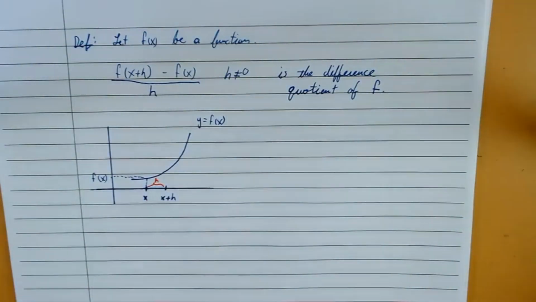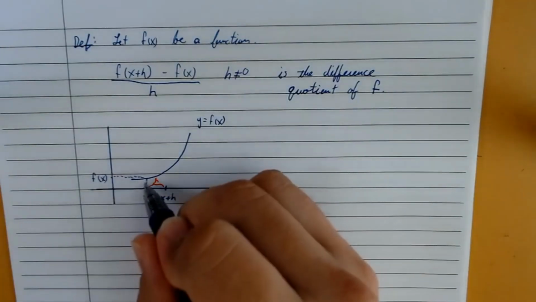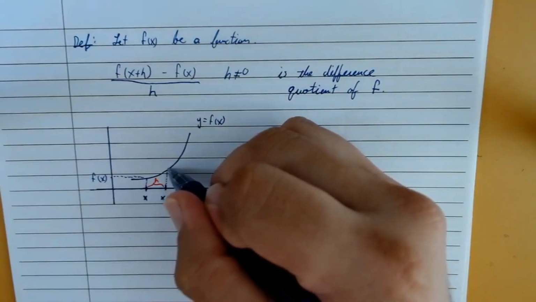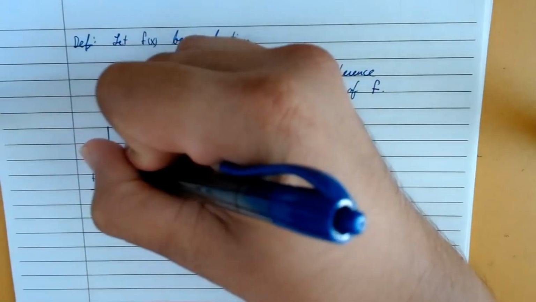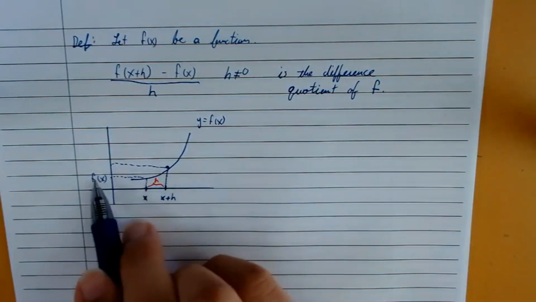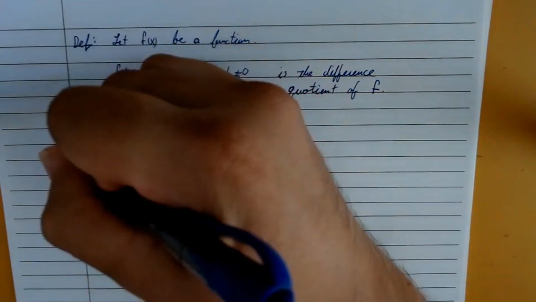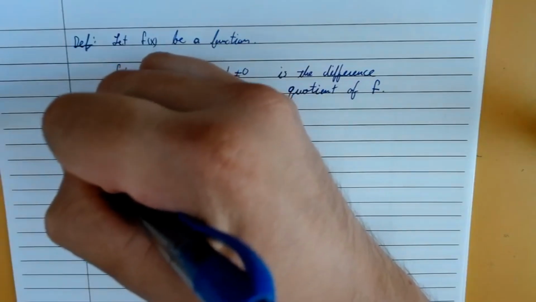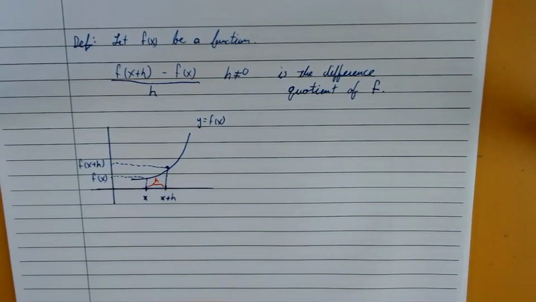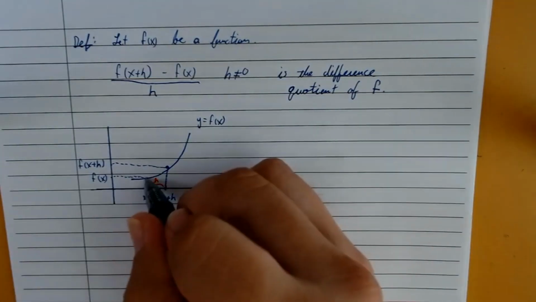That's your h. So if I plug in x, I get that y value. If I plug in x plus h, I'm going to get this other y value. So if I plug in x, I get f of x. If I plug in x plus h, I get f of x plus h. The way functions typically work, whatever you plug in becomes the argument of your function. Okay, so now what?